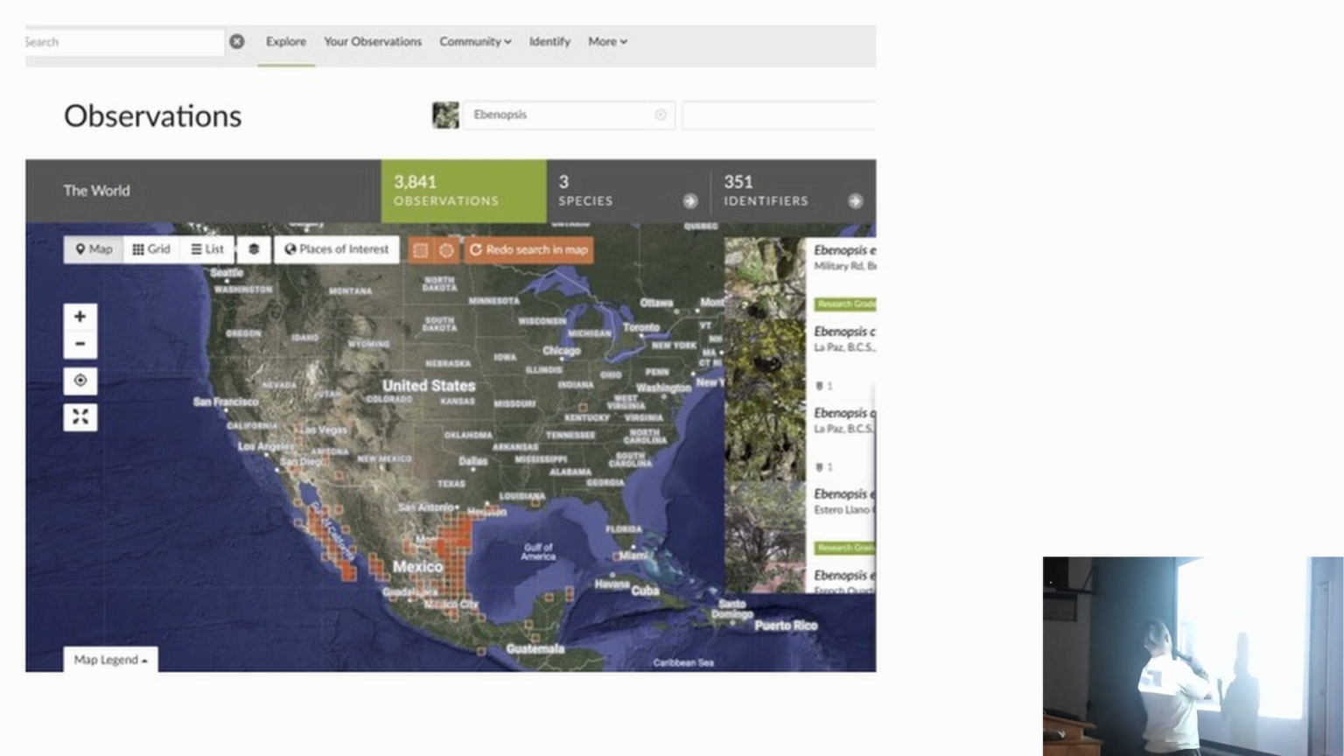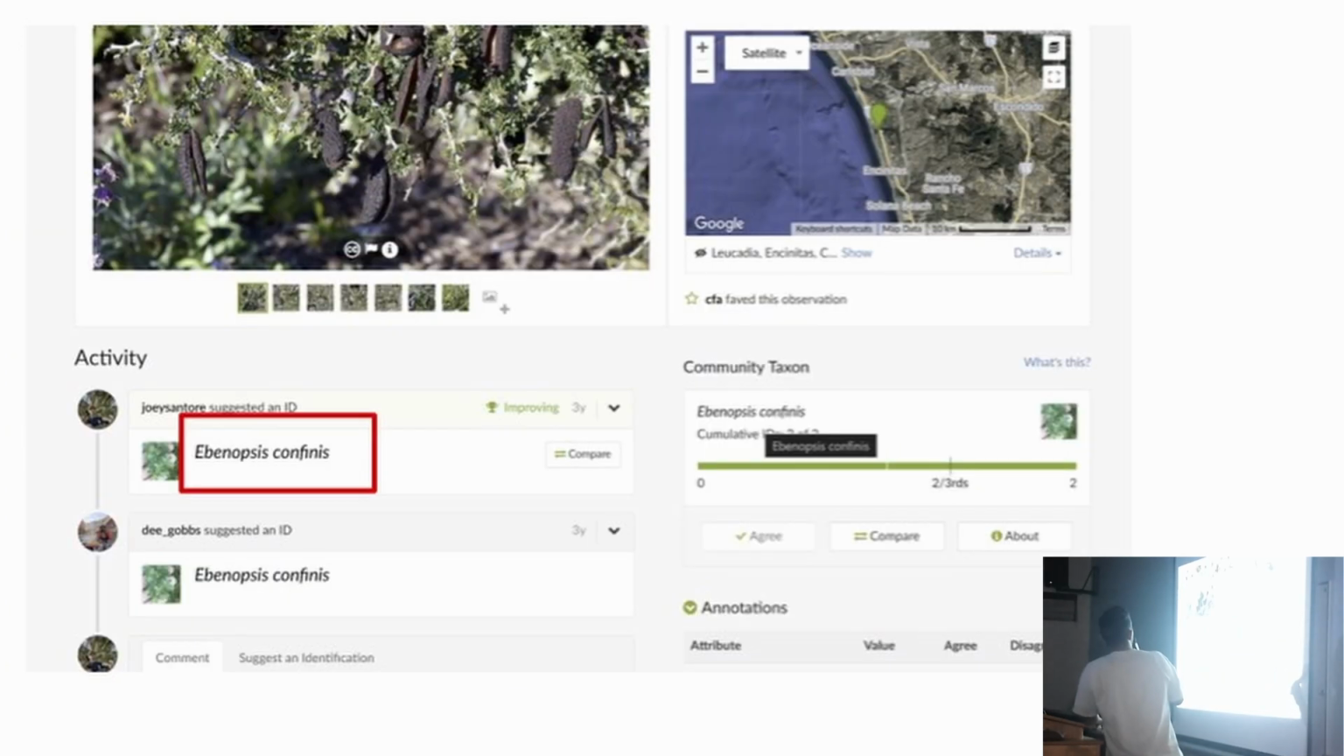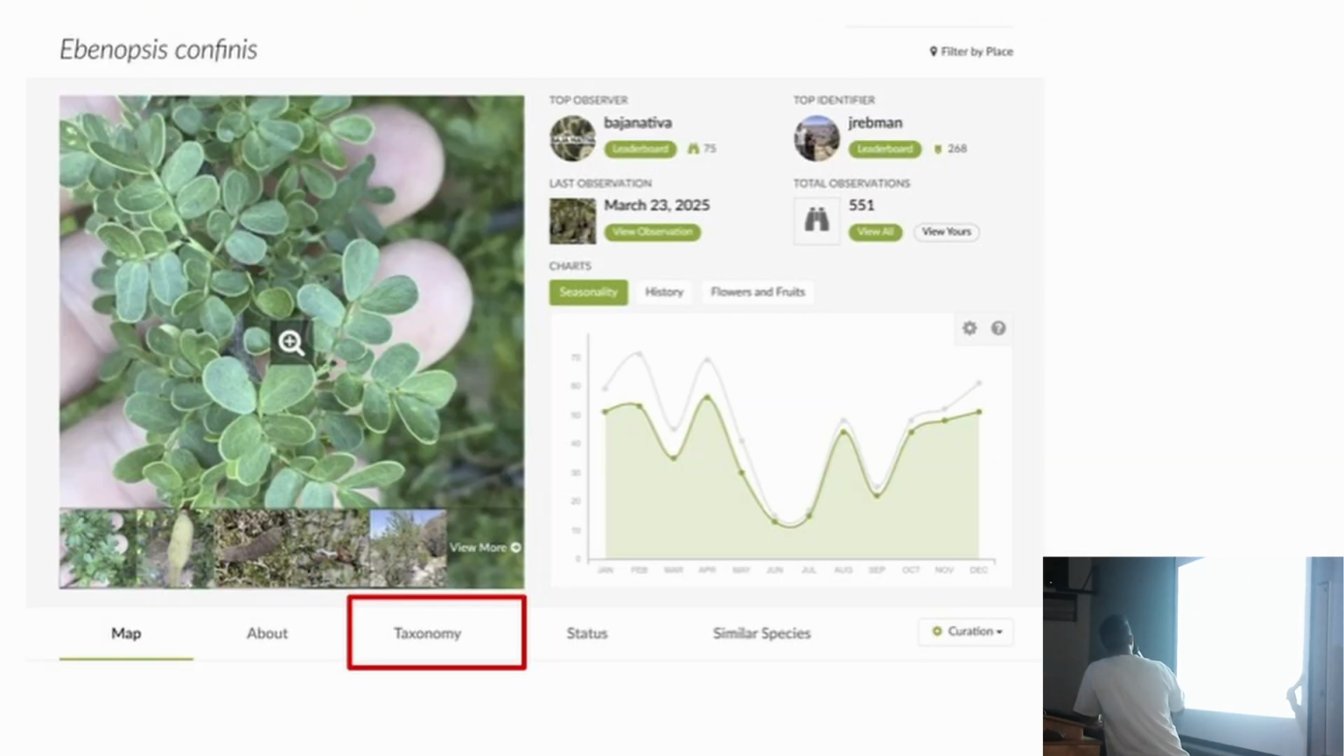Ebenopsis, same thing. Type in Ebenopsis, it comes up with 3 species. You get a map of these different populations: Confinus, Ebano, and then Caesalpinioides. I think that was it.